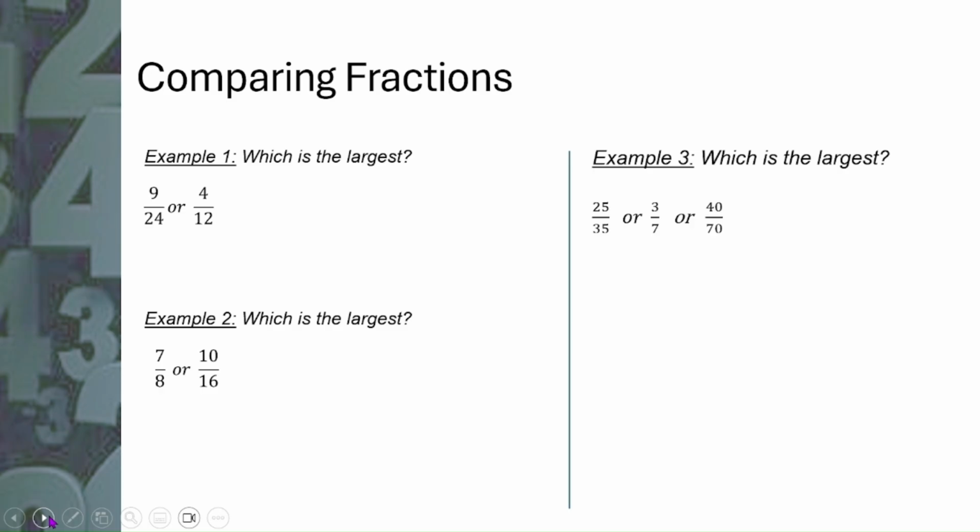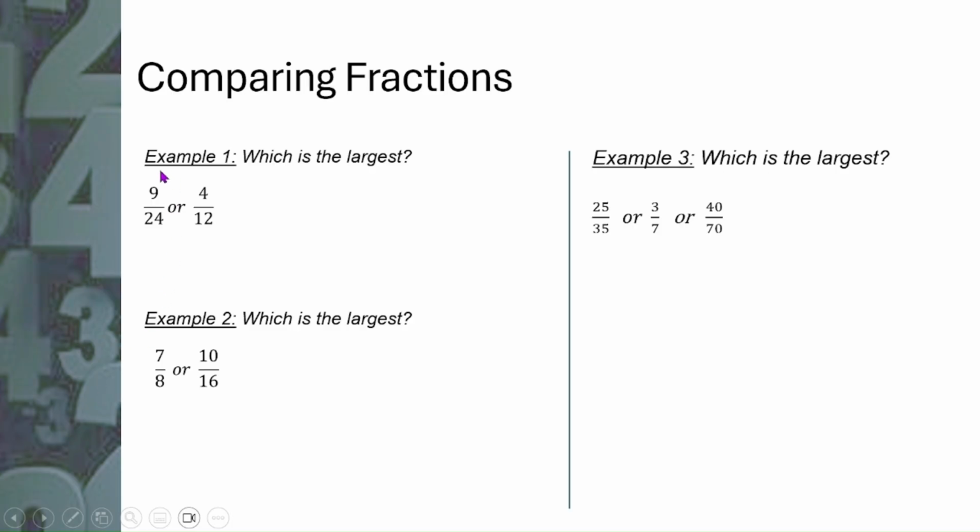We have three examples that we're going to take a little look at. Example 1: which is the largest, 9 over 24 or 4 over 12? Now you might be tempted to just take a guess at this, and I would urge you not to do so, and encourage you to show your working out as well. This is generally a 2-mark question in an exam, and for 2 marks you need to show some form of working out. So let's just take a little look.